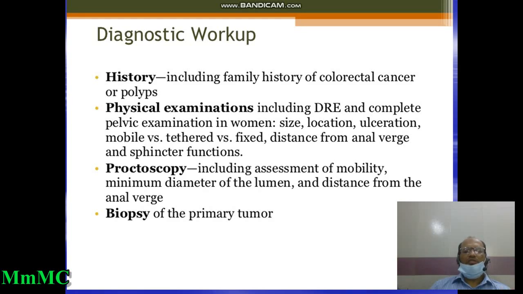Next one, that is the proctosigmoidoscopy, including assessment of the mobility, minimum diameter of the lumen, and distance from the anal valves. That is also important. Whether it is proctosigmoidoscopy or colonoscopy, we can take the biopsy.